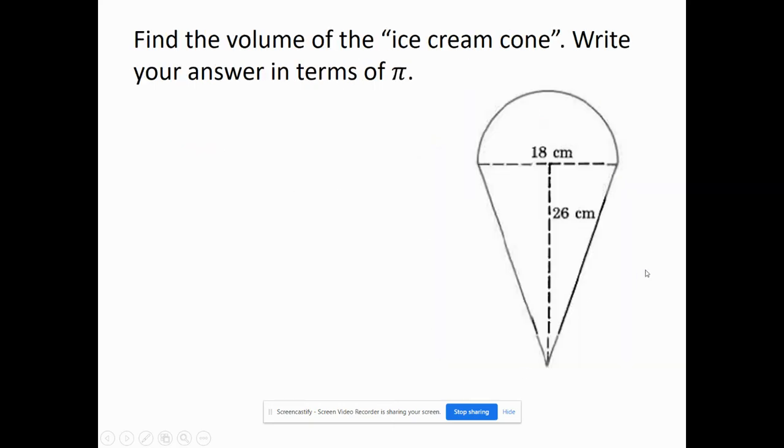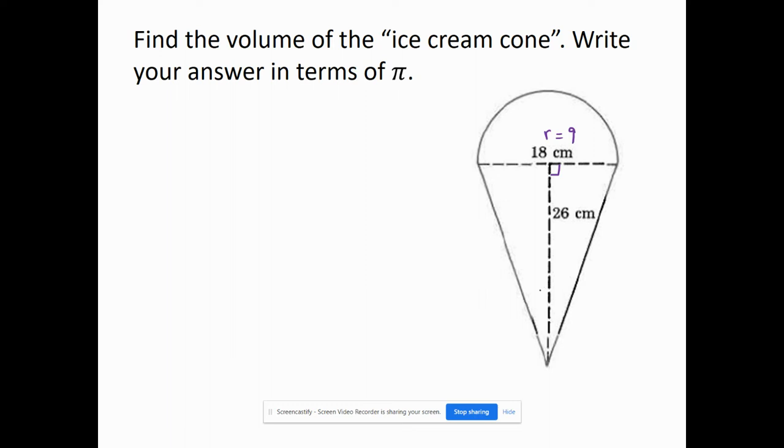Okay. Is that it? No, one more. Oh, yes, the volume of the ice cream cone. Notice I've broken this into right triangles. 18 is the diameter, so radius is 9. Let's just do that right away. How do we find the volume of an ice cream cone?